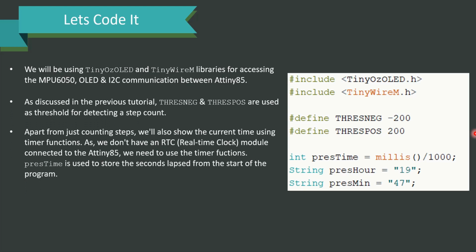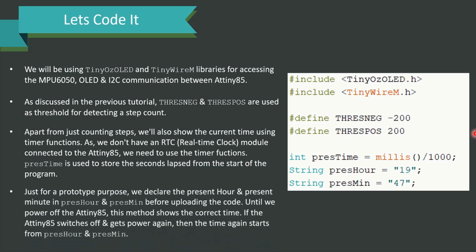As we do not have an RTC, which is nothing but real-time clock, we need to use timer functions. Pres time is used to store the seconds elapsed from the start of the program. Just for prototype purposes, we declare the present hour and present minute in pres hour and pres min before uploading the code. Until we power off the ATtiny85, this method shows the correct time. If the ATtiny85 switches off and gets power again, then the time starts again from pres hour and pres min.